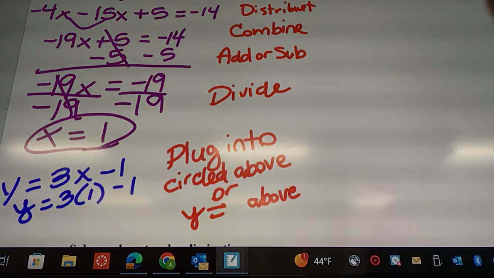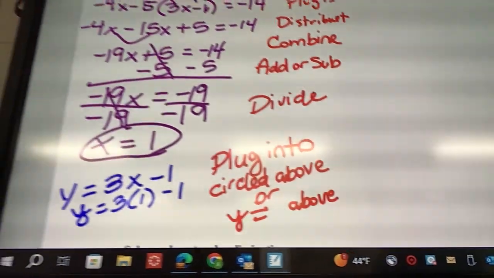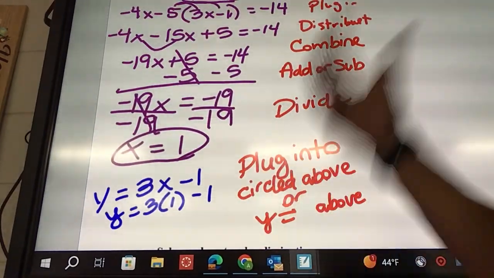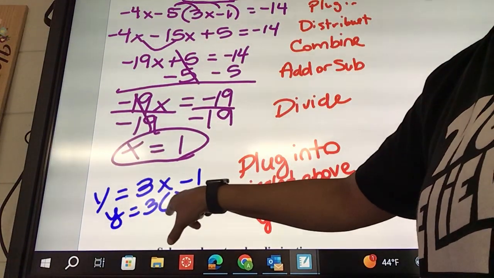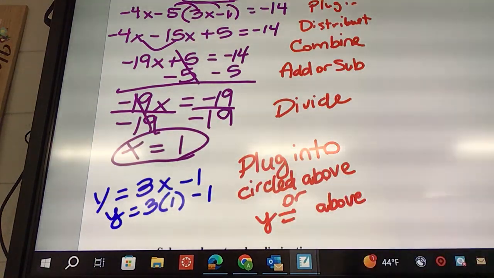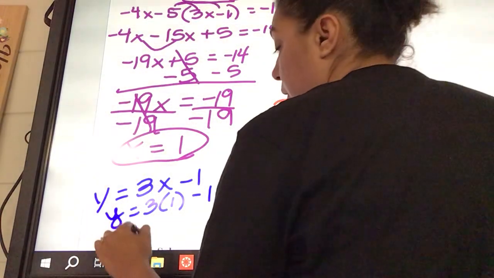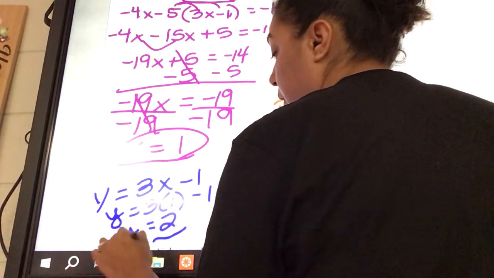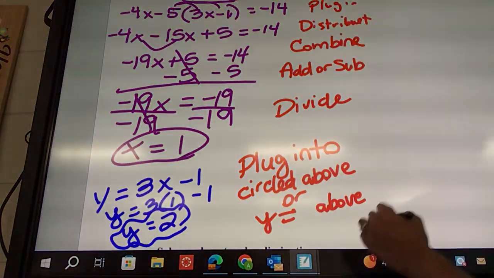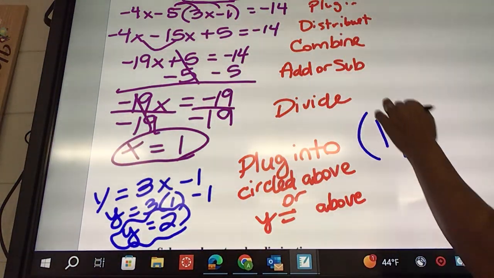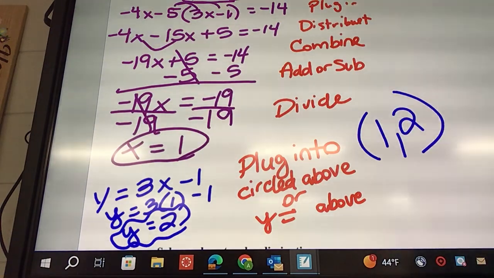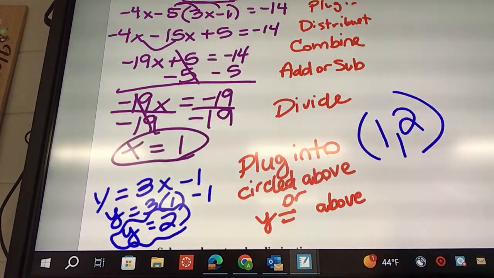Remember, we can just straight up type that on the calculator. But you can also do it in your head. So 3 times 1 is 3, minus 1 is going to be 2. And so we write this as a coordinate of 1, comma 2.